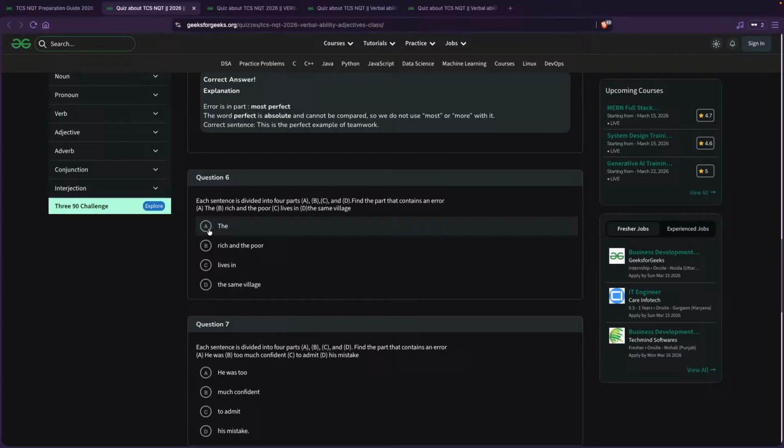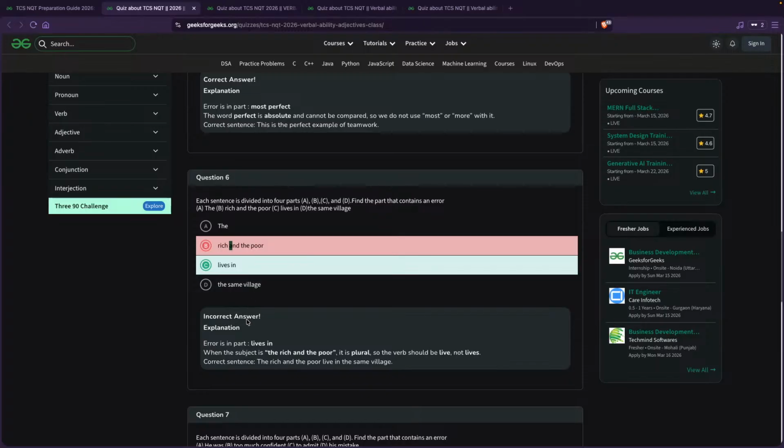The rich and poor, the rich and the poor. If you used the one time, then you don't have to use it again, I guess. What is the referring to? Okay, first is the original: the rich and the poor lives in the same village. The rich and the poor is plural, so we use live, not lives.